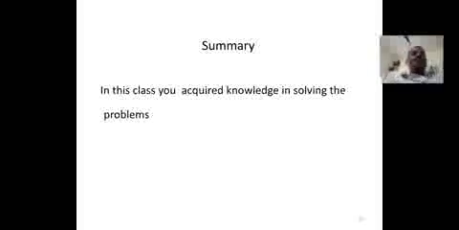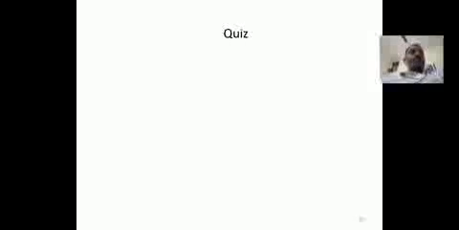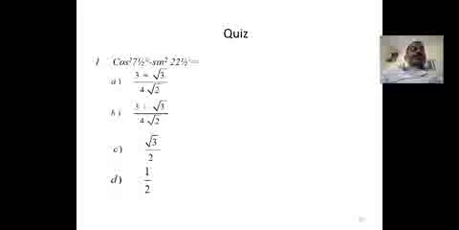Already we have discussed this two times. This is also one of the problems we have already discussed. Cos square 7 and half minus sin square 22 and half equal to, actually cos square A minus sin square B, cos of A plus B into cos of A minus B. Cos of A plus B is cos 30, cos of A minus B is cos 15. Root 3 by 2 into root 3 plus 1 by 2 root 2, that is 3 plus root 3 by 4 root 2. A is the correct option.